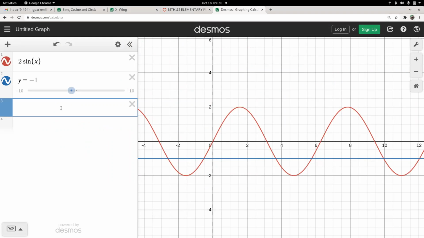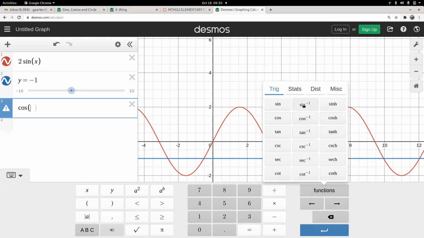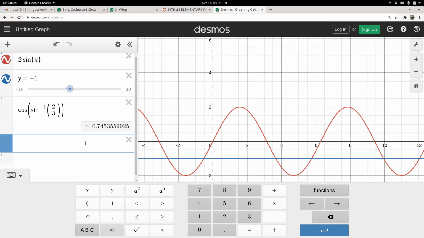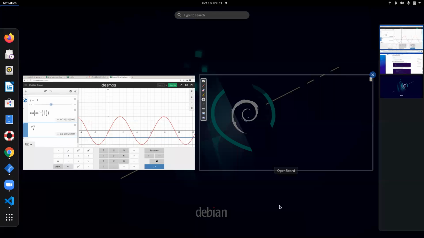So we are looking for the cosine of the sine inverse of 2/3. And the computer claims that's 0.745-ish. And we believe that is the square root of 5, then divide by 3. And those look like the same number to me. Cool. Inverse trig functions operate in many different ways.